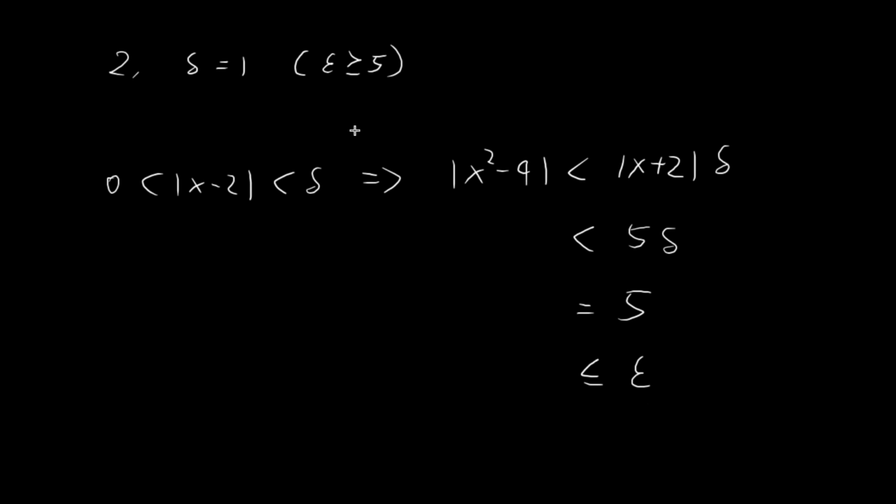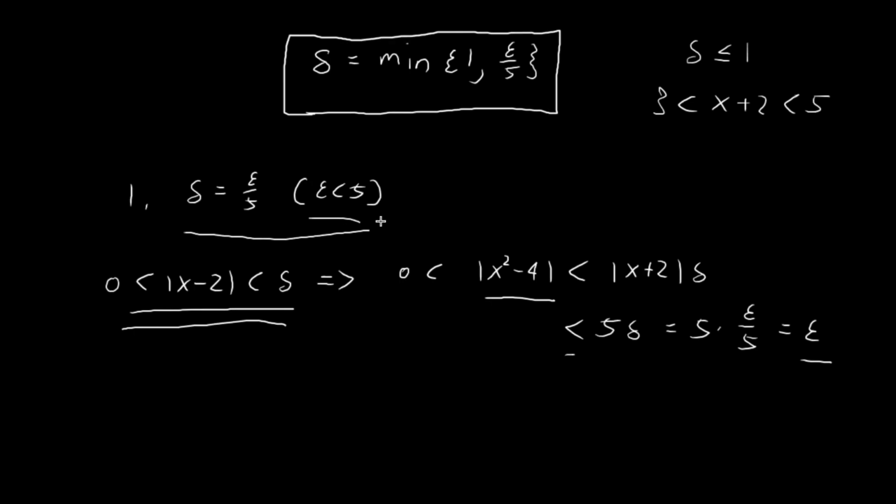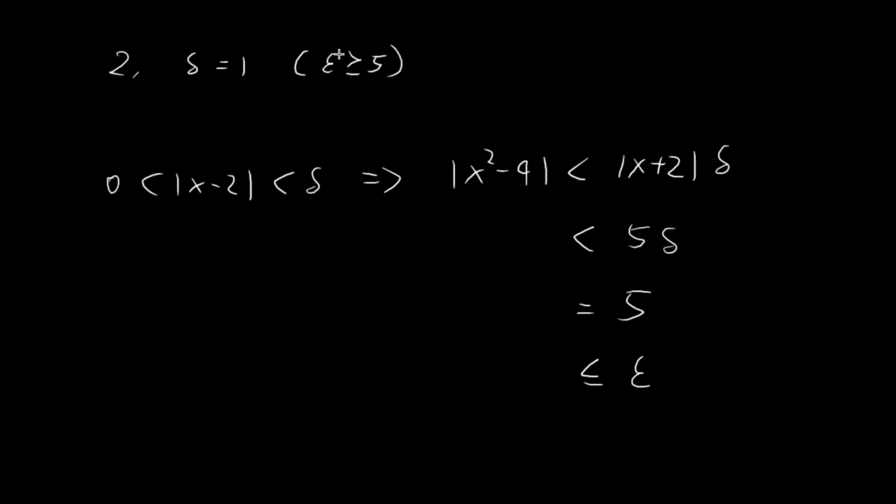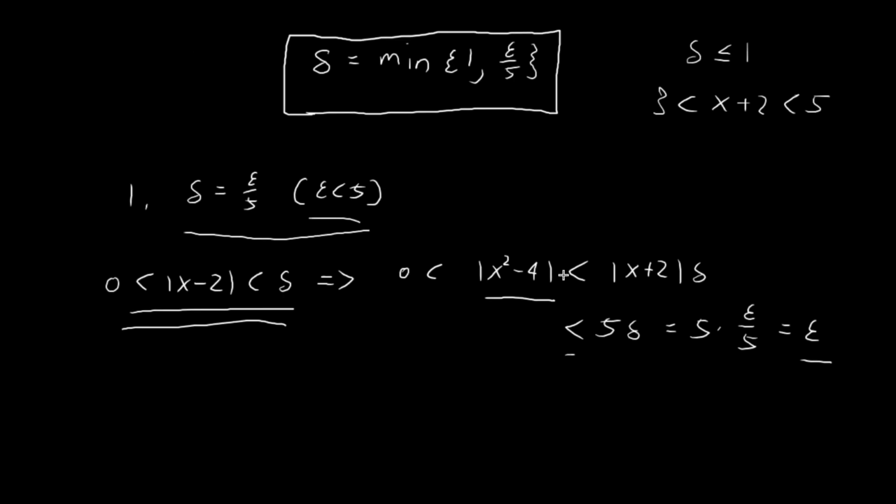And so essentially this concludes the proof. We've just shown that for whatever value of epsilon, there will always exist a value of delta, such that x minus 2 being smaller than delta will imply that x squared minus 4 is smaller than epsilon. So this concludes the proof.